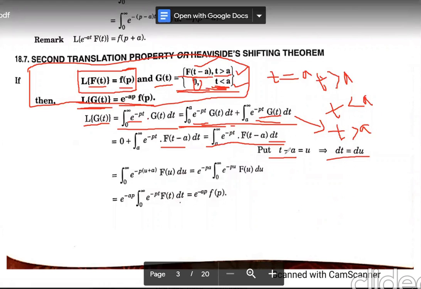Since the variable t is transformed to u, the limit of integration will also change, because these limits of integration are over t. Now you have changed the variable t to u, so you need to change the limit of integration over u. So first, when t is equal to a, then u is equal to 0.